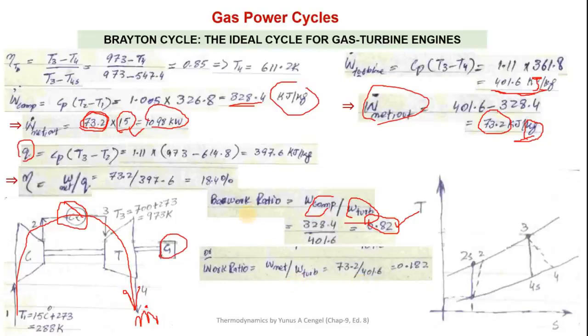Sorry, the back work ratio is the amount of energy which is supplied to the compressor, and the simple work ratio is another term, right, which shows us how much is actually supplied to the generator. So net work output divided by gross work output gives you the simple work ratio, and that is the back work ratio. These are the terms which are used in gas power cycles: work ratio, back work ratio, thermal efficiency, right, and of course net work output.